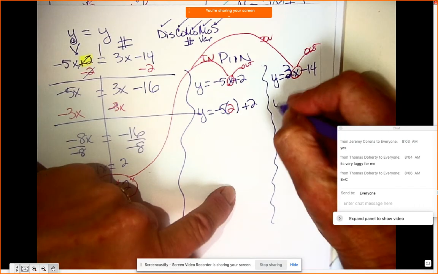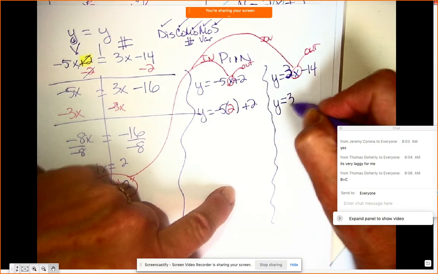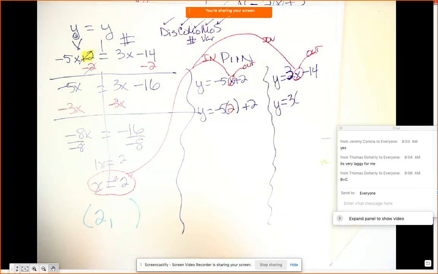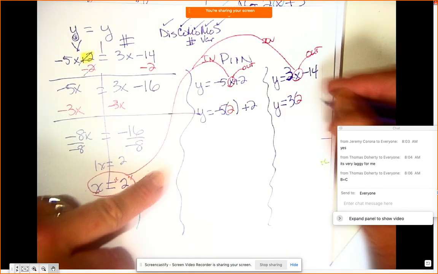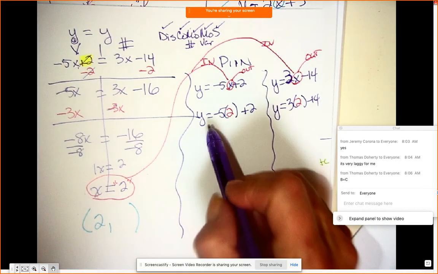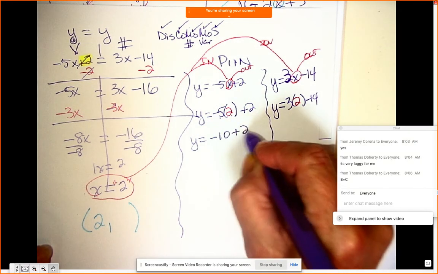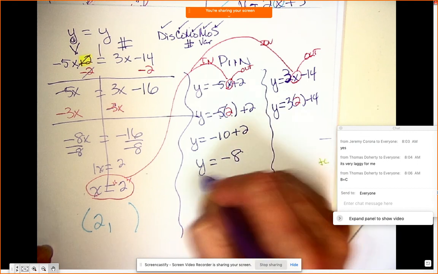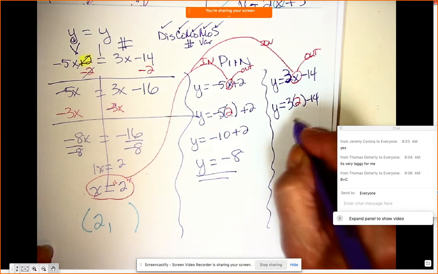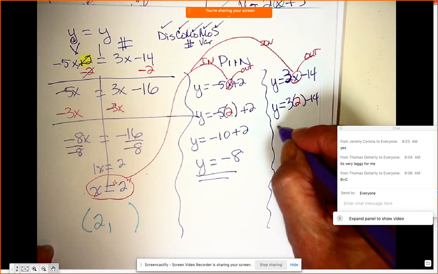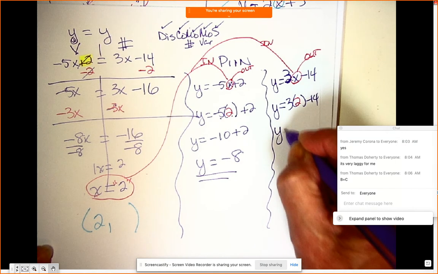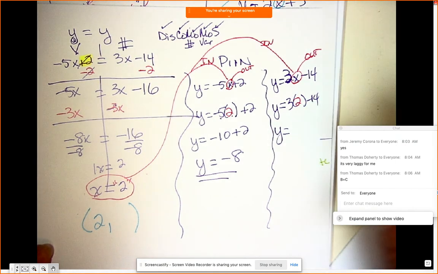Next up, y. I'll do it over here as well, in both. So y equals negative 5 times 2 is negative 10, plus 2. I get y is equal to negative 8. Now we should get the same number over here. I've told you if you do it into either one, you're going to get the same y. I don't want to lie to you about math. I'll lie to you about anything else, but not math.